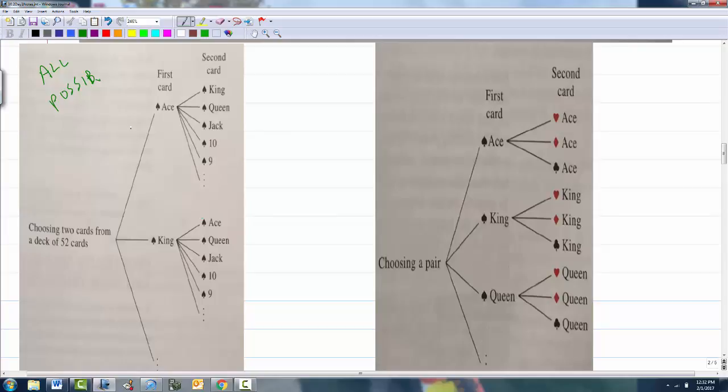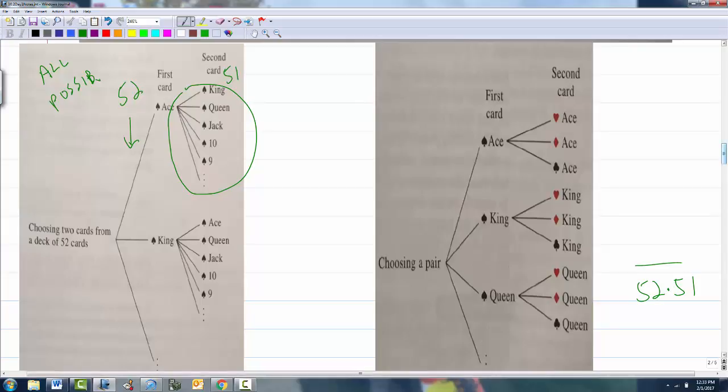So obviously we have how many lines here if I completed this first stage here? 52. How many lines come off of each after the first scenario happens? 51. When we're doing probability, we know that is the denominator. The denominator for finding probability is divided by all possible scenarios of drawing 2 cards.